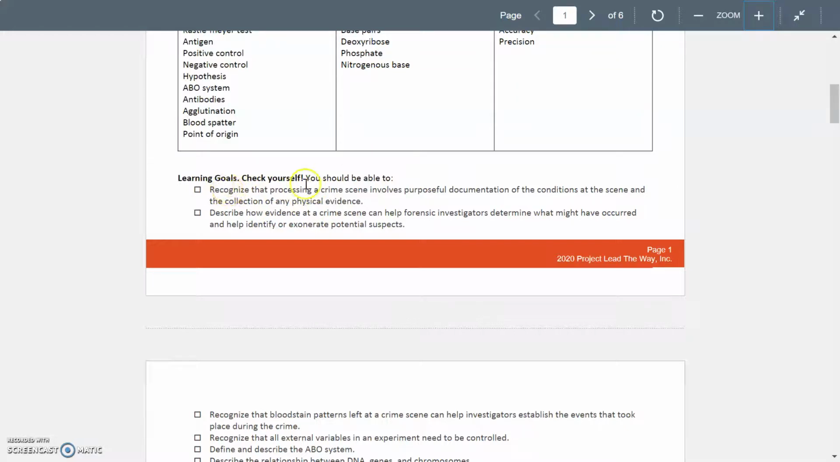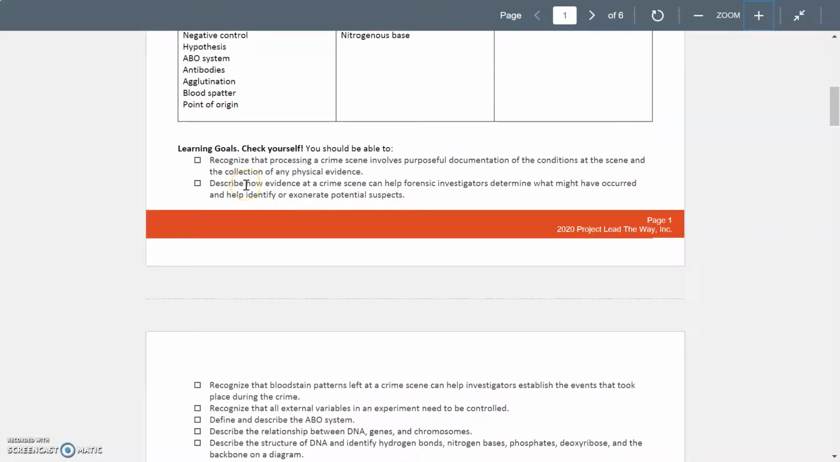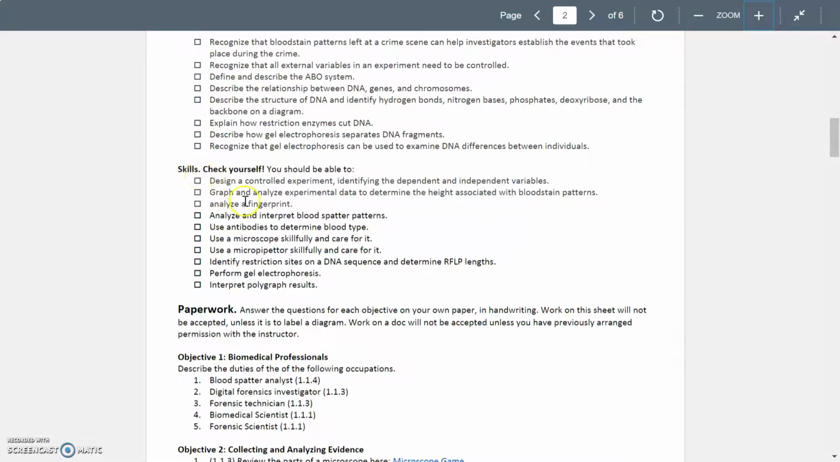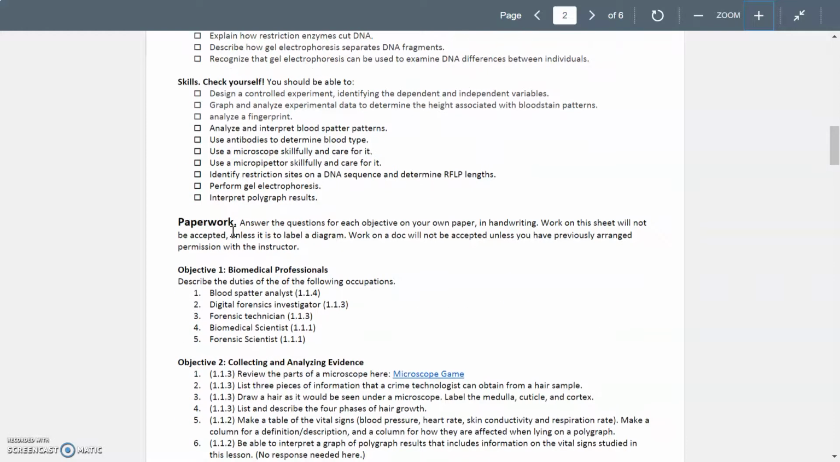For example, recognizing that processing a crime scene involves documentation, and describing how evidence at a crime scene can help forensic investigators. Those are things that you should be able to do, as well as skills that you should have, like being able to analyze and interpret blood spatter patterns, determine blood types, things like that.